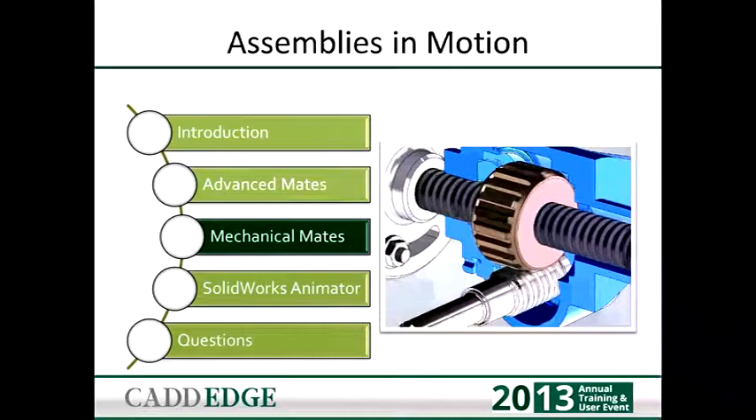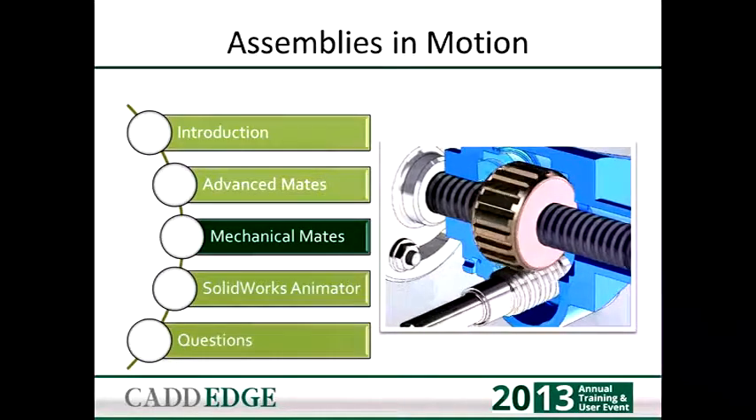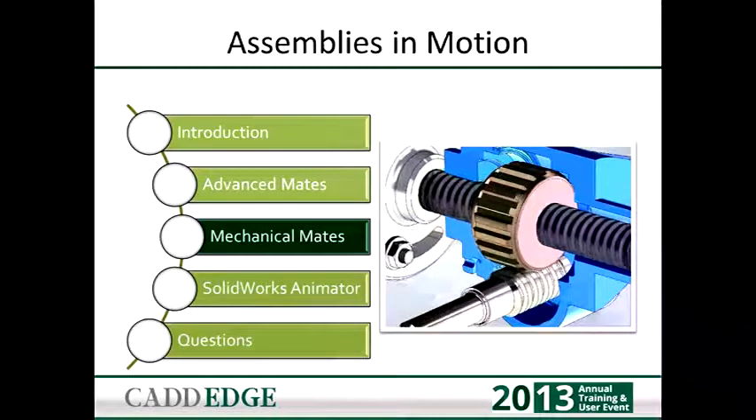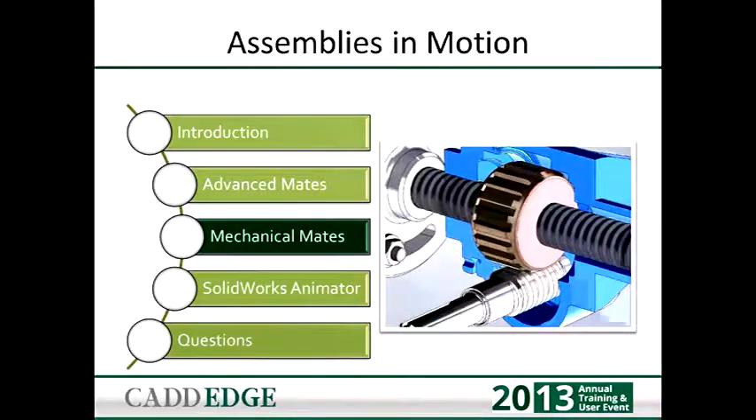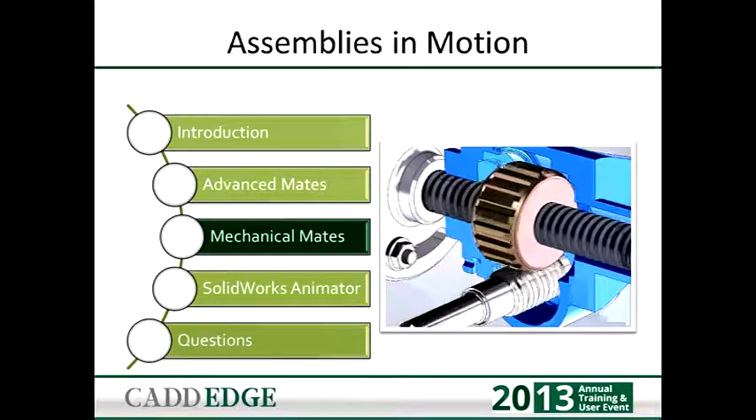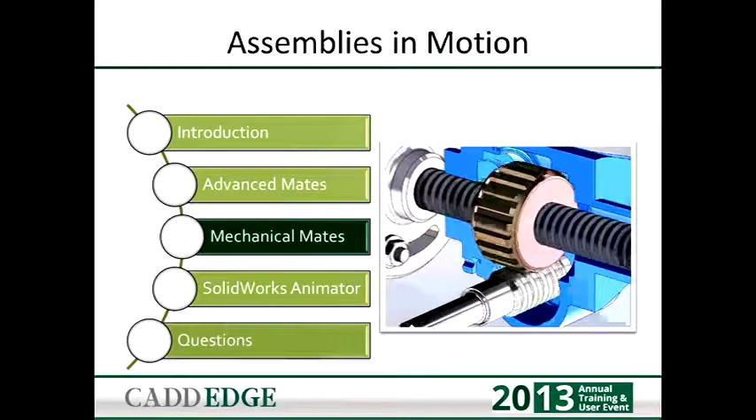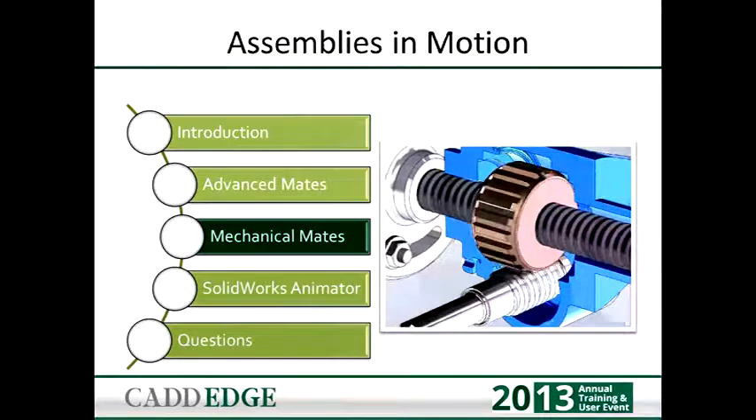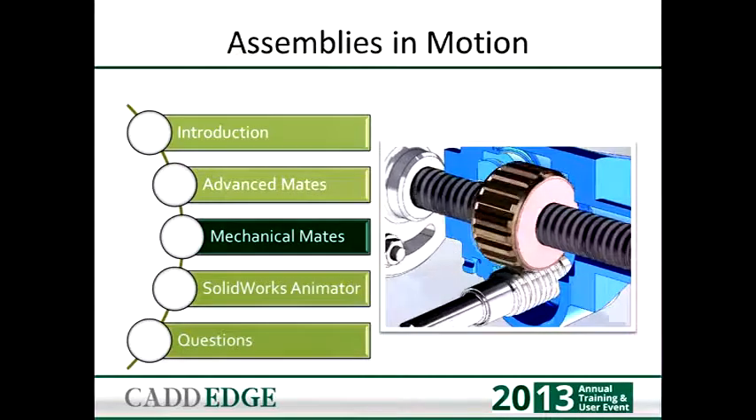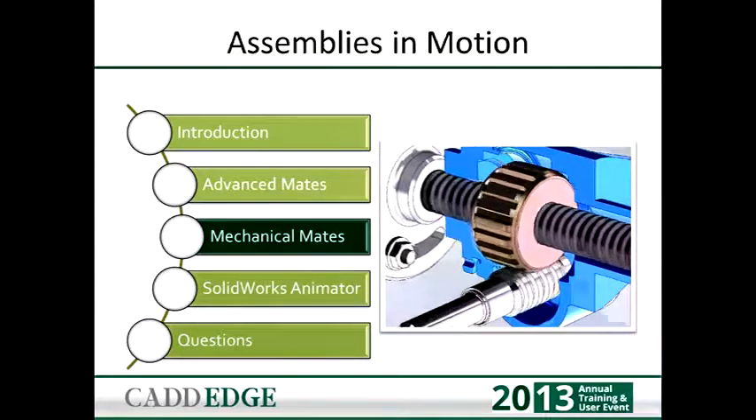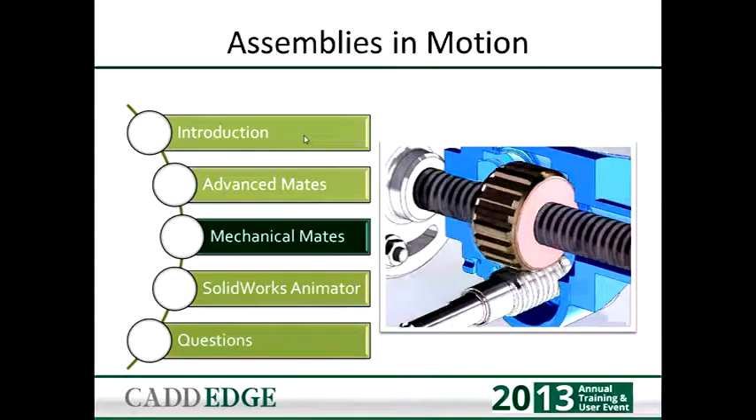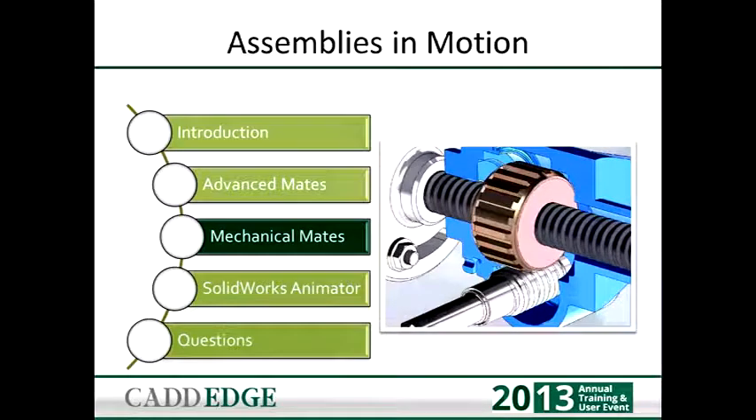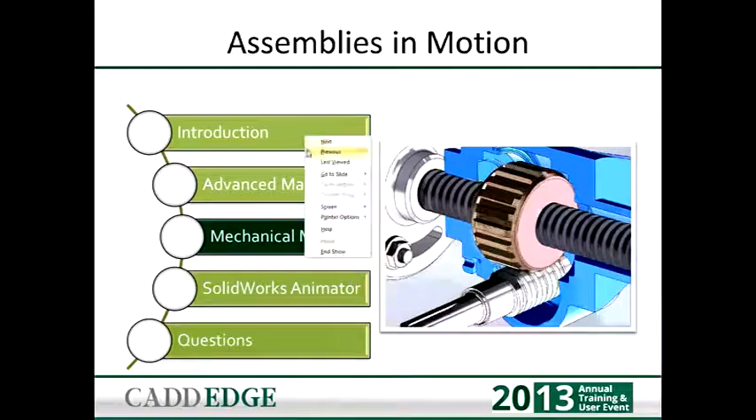All right, so we have that input shaft down towards the bottom, and we want to make sure that we capture the gear ratio between the worm and the worm gear, and then translate that into a translation mate between the worm gear and the screw. All right, so let's jump into our SolidWorks assembly and see how we can actually link this up.